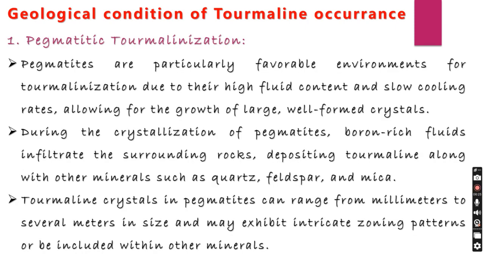Out of this, the first one is pegmatitic tourmalinization. In pegmatites, what's happening? It is a particularly favorable environment for tourmalinization due to their high fluid content, especially boron-rich fluid, and slow cooling rates, allowing for the growth of large well-formed crystals. During this crystallization, what does the boron-rich fluid do? It infiltrates the surrounding rocks, especially the potash feldspar-rich portion, depositing tourmaline along with other minerals such as quartz, feldspar, and mica.